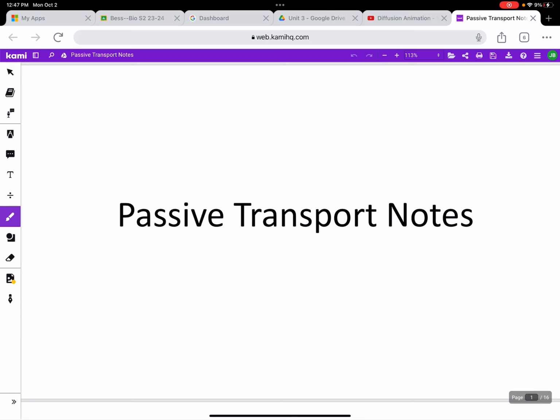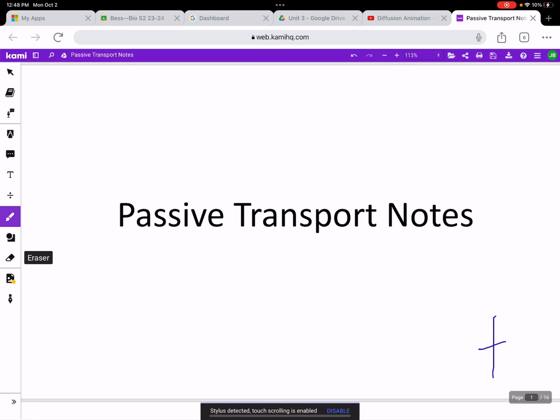Passive transport is just like it sounds. It does not take energy, and it is something that happens just naturally, so things move passively. It doesn't need an energy force behind it, as opposed to active transport that does need energy. But we're not talking about active transport in these notes, we're just talking about passive transport.